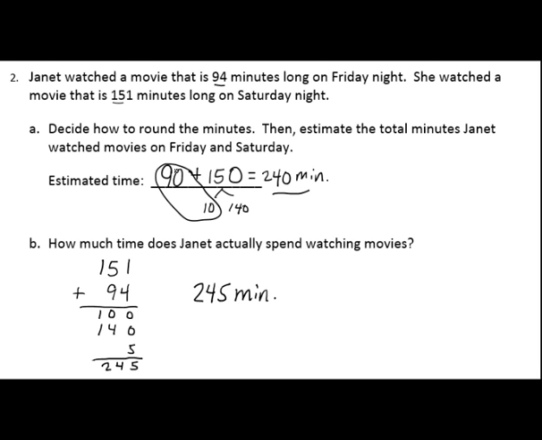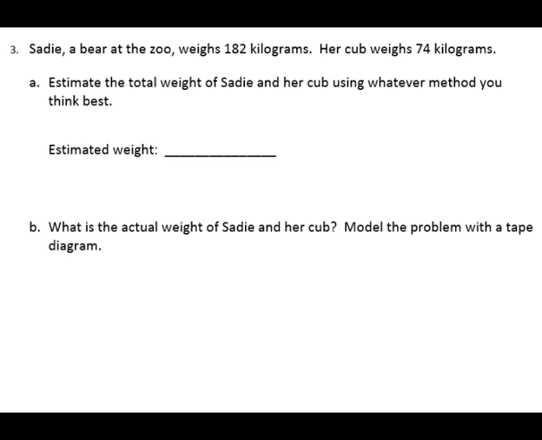The last question says, Sadie, a bear at the zoo, weighs 182 kilograms. Her cub weighs 74 kilograms. Estimate the total weight of Sadie and her cub using whatever method you think best. So Sadie weighs 182 kilograms and her cub weighs 74 kilograms. I think I'll round both of these to the nearest 10 again, since the cub only has values into the tens place. We'll start with Sadie.